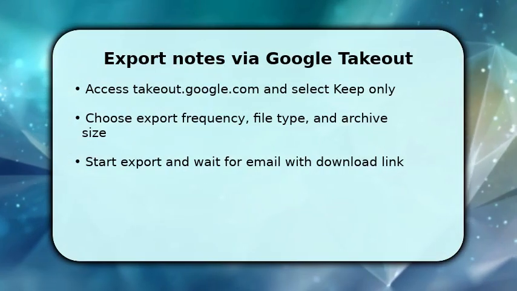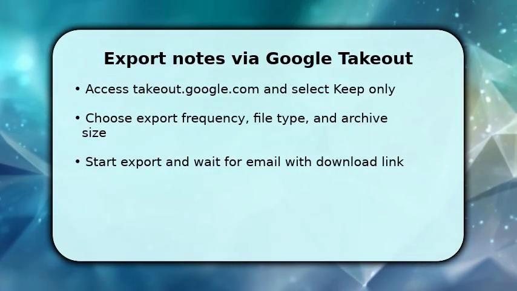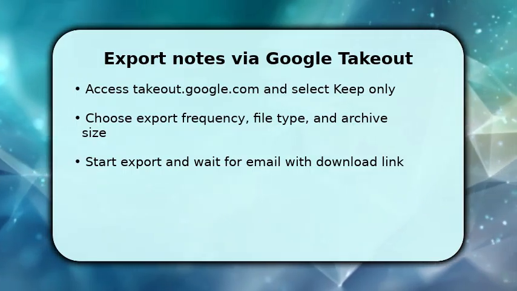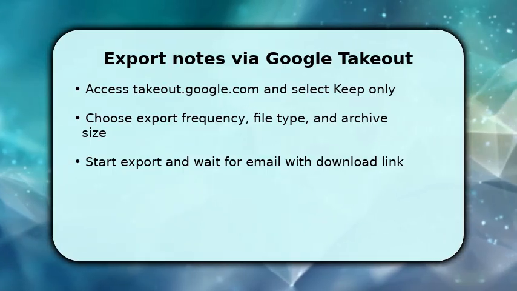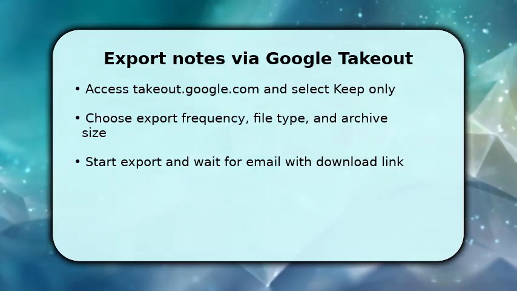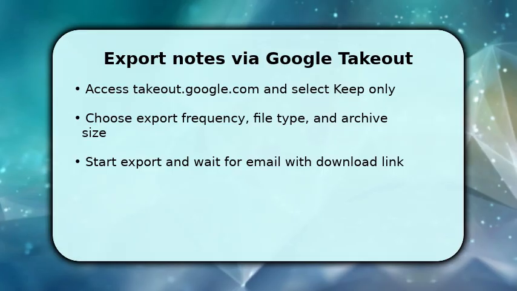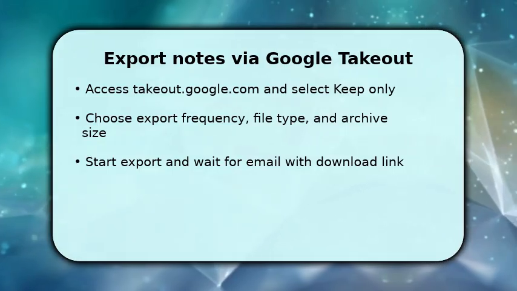Next, open a browser and go to Google Takeout to export Keep data. Select only Google Keep to avoid large extraneous archives, then choose a single export or recurring schedule. Pick zip and a sensible archive size like 2 GB. Click Next and create the export.